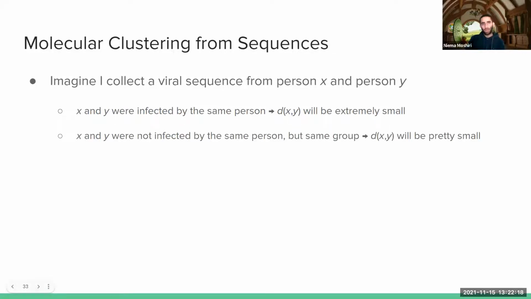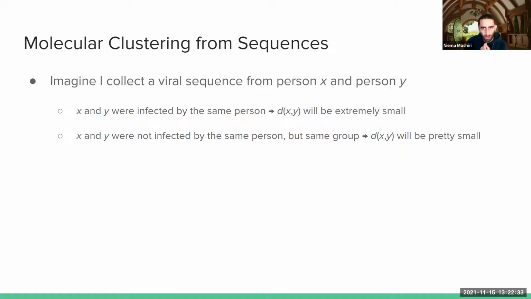Versus if X and Y were not infected by the same person, but they're in the same group, like they're in the same transmission cluster, D of XY probably isn't going to be as small as if they were infected by the same person, but it's going to be pretty small.